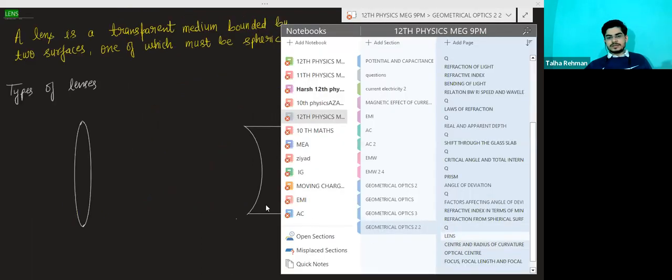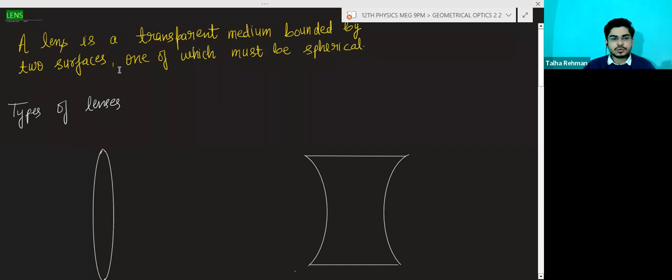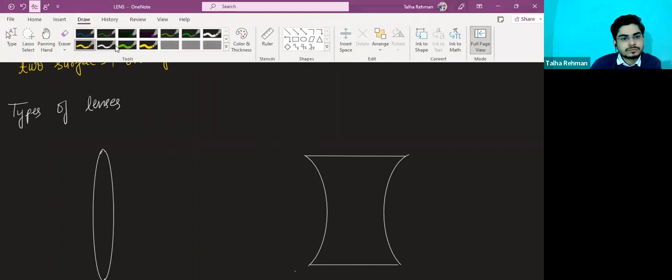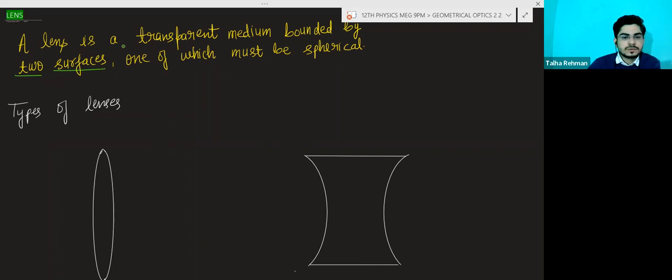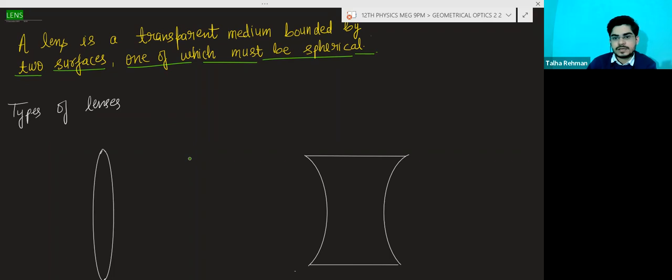So you can see here the definition of a lens. A lens is a transparent medium bounded by two surfaces. Bounded by how many surfaces? Two surfaces, one of which must be spherical. Remember this. One of which must be spherical. Spherical means either concave or convex.